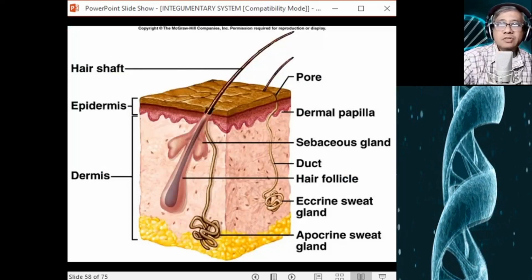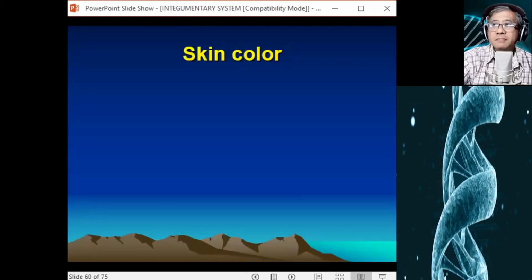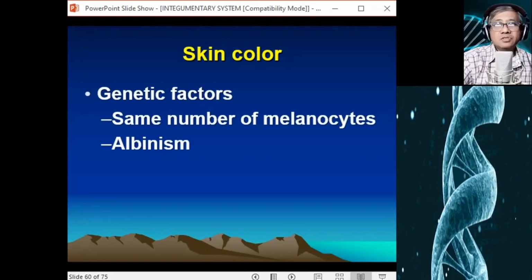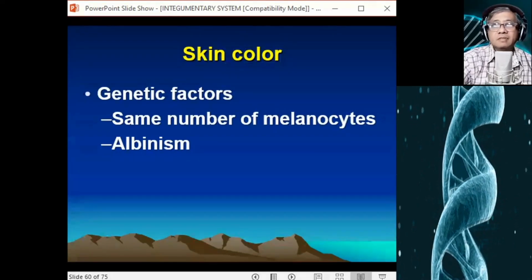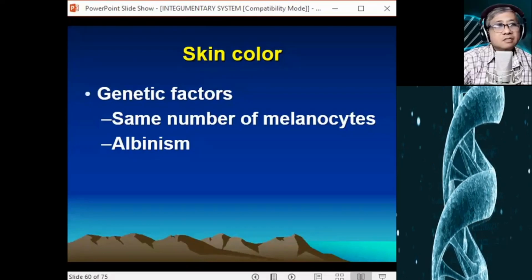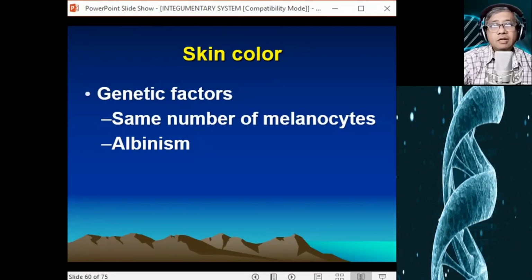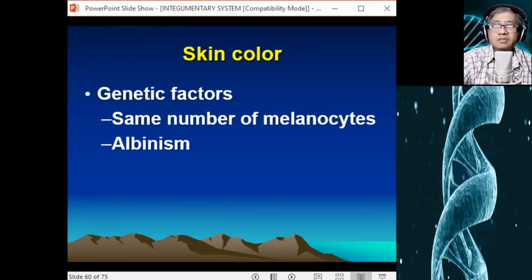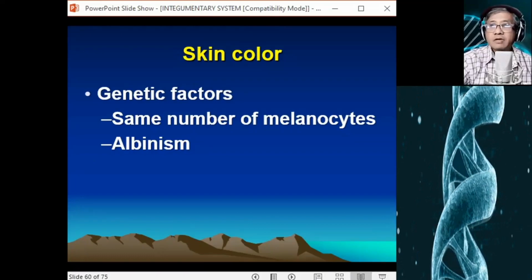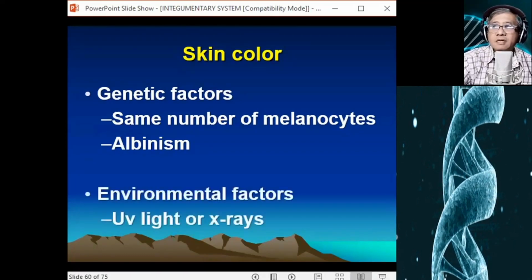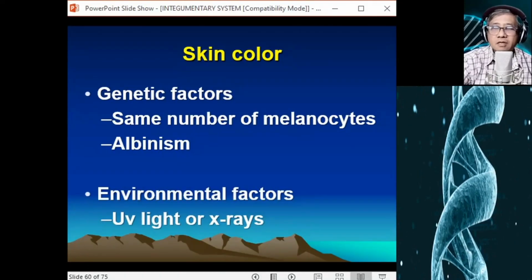So I guess those are some of the accessory structures found in the skin. Skin color again is due to melanocytes. The more melanocytes, the darker the skin. And melanin production is triggered by exposure to UV rays. So the more you are exposed to UV rays, the more melanin is produced by the melanocytes. The inability of the melanocytes to produce melanin is a genetic defect, and this is called albinism. And environmental factors are involved in the production of melanin, like exposure to UV light.